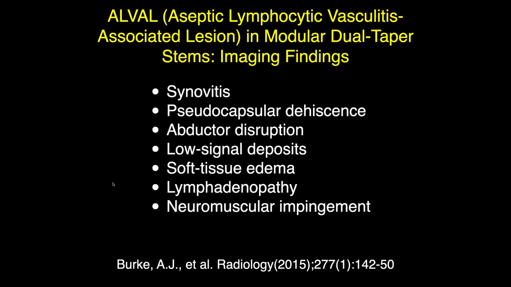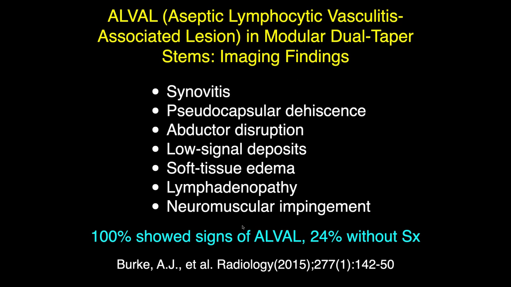Yeah, just have to remember that just because you have a prosthesis doesn't mean you don't have some of the other bone diseases. So ALVAL is aseptic lymphocytic vasculitis-associated lesion, and it can have a lot of changes. What you typically see are synovitis, pseudocapsular dehiscence, adductor disruption, low signal deposits, soft tissue edema, lymphadenopathy, and neuromuscular impingement. But basically it's just a soft tissue inflammatory disease around the joint space.